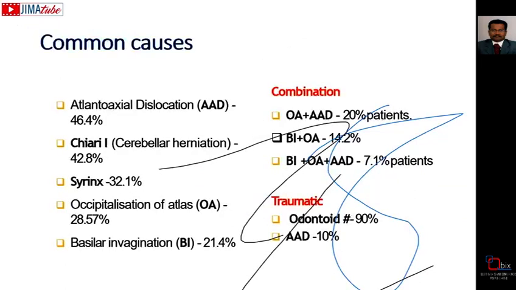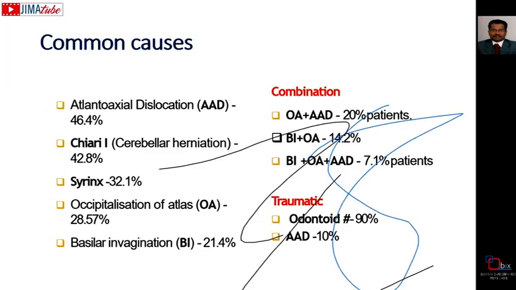The common causes of craniovertebral anomalies are 46% atlantoaxial dislocation, 42% in case of soft tissue anomaly like Arnold Chiari and syringomyelia. Atlas occipitalization forms 28%, basilar invagination forms 21%. We can have a combination like atlas occipitalization and atlantoaxial dislocation. The traumatic causes are mostly odontoid fracture and atlantoaxial dislocation.